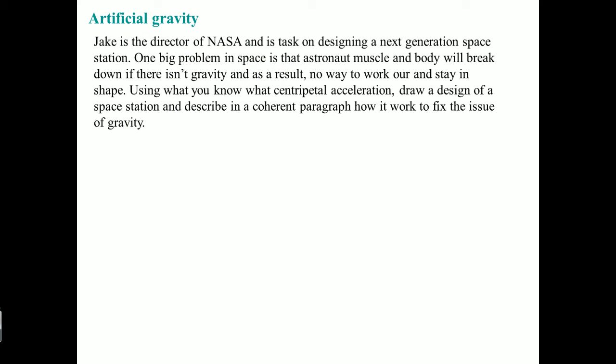Lastly, I want you to think about this idea of artificial gravity. So here's the situation. Jake is the director of NASA and is tasked with designing a next generation space station. One big problem in space is that the astronaut's muscles and body will break down if there isn't any gravity, and as a result, there's no way to work out and stay in shape. Using what you know about centripetal acceleration, draw and design a space station and describe in a coherent paragraph how it works to fix this issue of gravity. Take this time to do that.